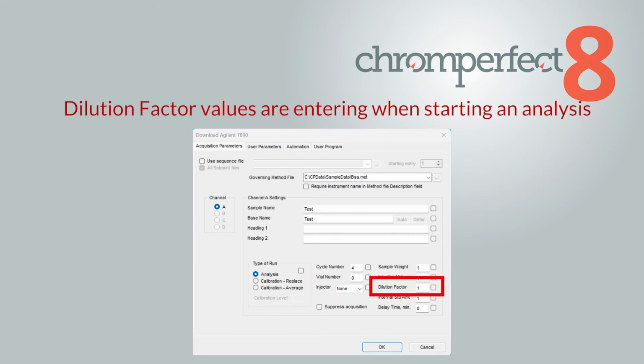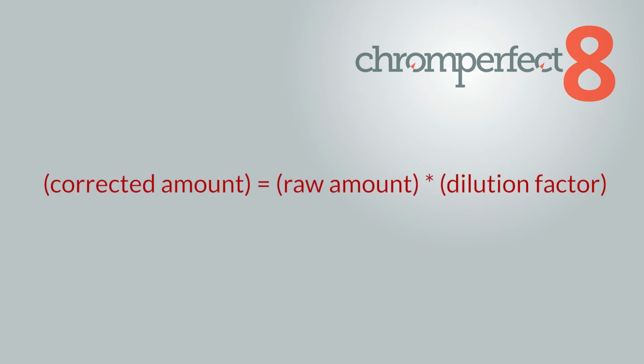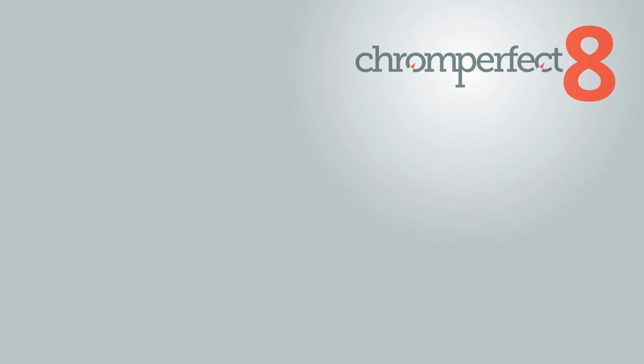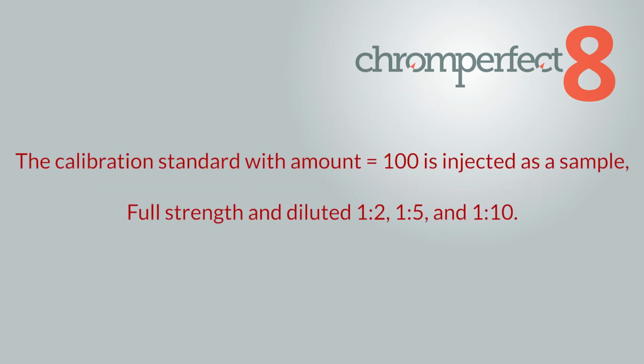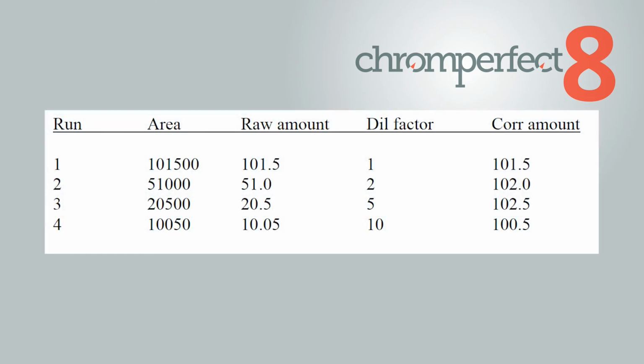The dilution factor acts as a multiplier in amount calculations. Corrected amount equals raw amount multiplied by dilution factor. For example, assume that the calibration standard with amount equals 100 is injected as a sample, full strength, and diluted 1:2, 1:5, and 1:10. 4 raw files are acquired and analyzed with their dilution factors properly set. The results are tabulated on screen. Note that the raw amount decreases with increasing dilution, but the corrected amounts are essentially identical.